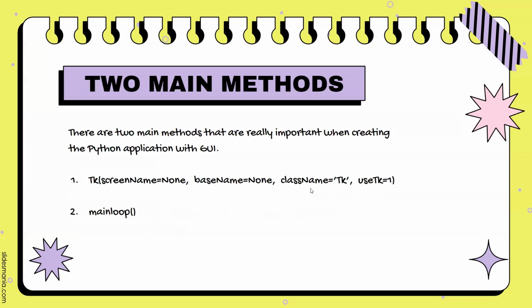Now we're going to be looking at two main methods that are really important when creating the Python application with GUI. So we have Tk(screenName=None, baseName=None, className='Tk', useTk=1), and then mainloop. So what are these methods? We're going to be looking at that right now.